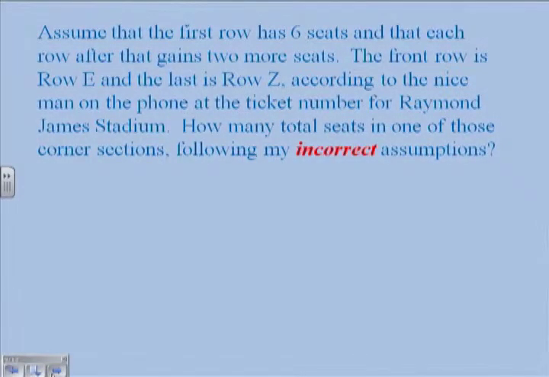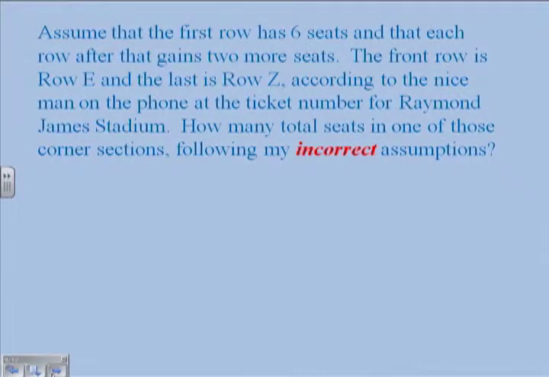Assume that the first row has 6 seats, and then each row after gains 2 more seats, because for it to get wider as it goes up, they're putting in more seats. It's not 100% consistently gaining 2 every time, so please forgive me. But the young man did tell me we start with row E and we end with row Z. That'll be helpful. How many total seats in that corner section? That's using my very incorrect assumptions, so don't tell the Tampa Bay Buccaneers that I say they've got the wrong number. Sorry.